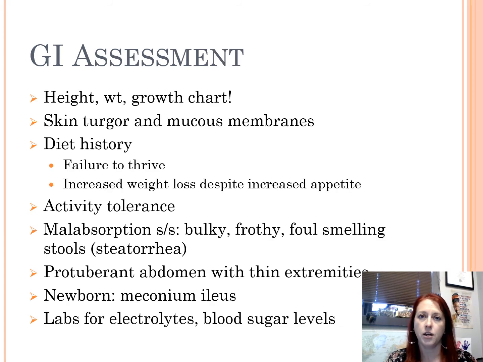GI assessment. So your GI assessment includes things like your height, weight, and growth chart. We're going to see, are they age appropriate or not? And most of these kids are going to have some level of failure to thrive.